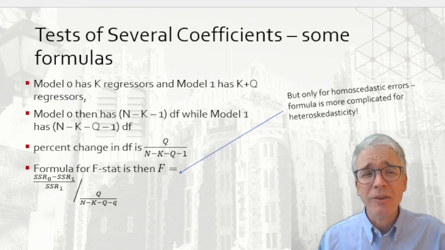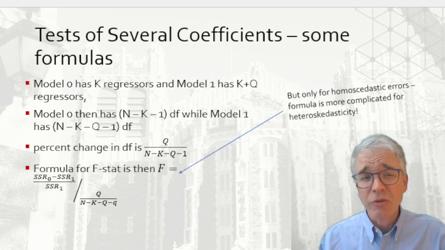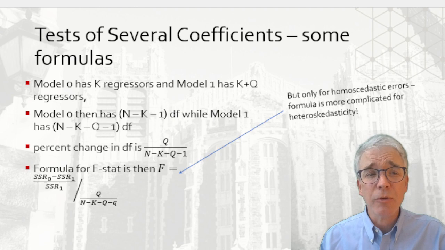In this notation, the base model has k x variables, while model 1 has k plus q x variables. Model naught has n minus k minus 1 degrees of freedom. Model 1 has q more variables, and so q fewer degrees of freedom. That means the percent change in degrees of freedom is given there in that formula. Divide the percent change in sum of squared residuals by this percent change in number of x variables, and that gives us an F statistic.